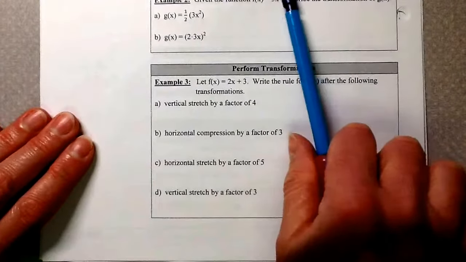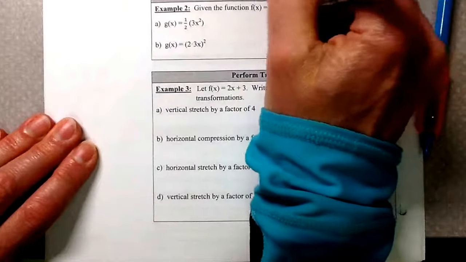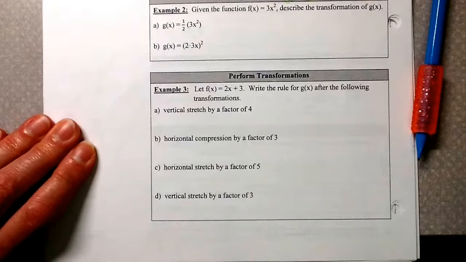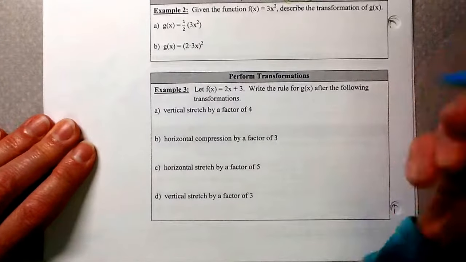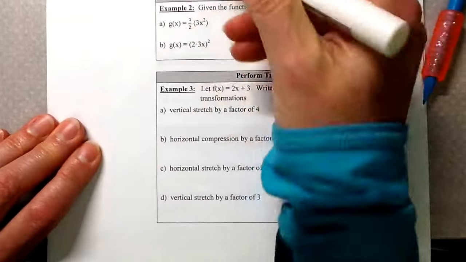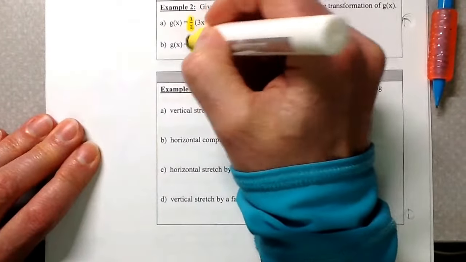Okay, now we're going to identify compressions. Compressions, you're also going to multiply, but the number is going to be between 0 and 1. Now, I don't want to say less than 1 because then you get into the negative numbers, and the negatives or opposites mean that it's a reflection. So let's go ahead, and we have 3x squared, so we're going to highlight this 1/2 here, and we're going to highlight the 2 here.